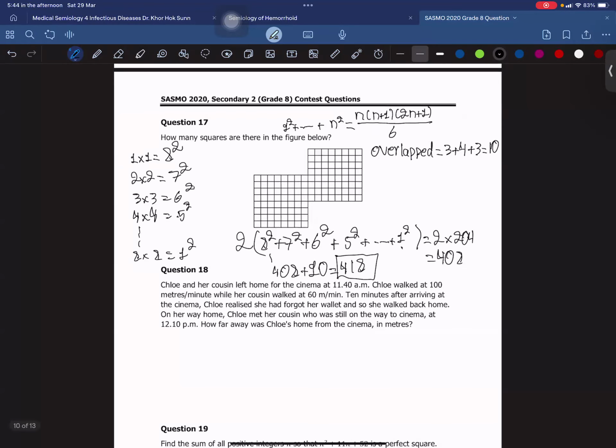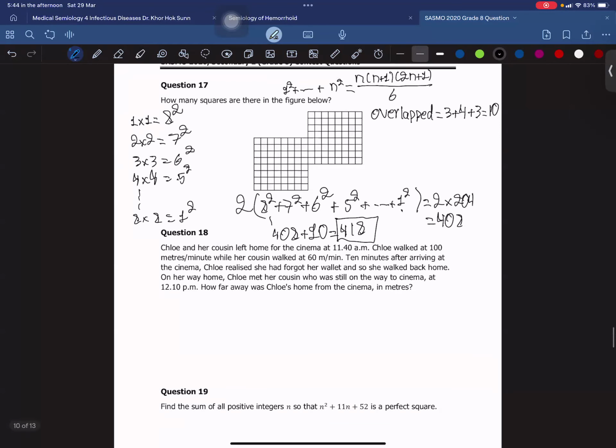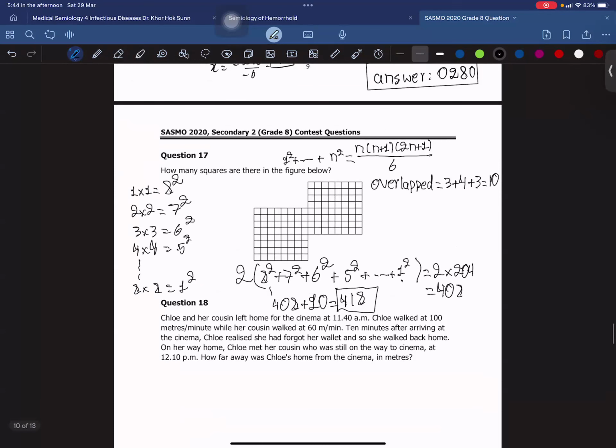Okay, since you guys don't have any question, we're going to go. Oh, I don't really understand the overlapping part. Oh, okay.